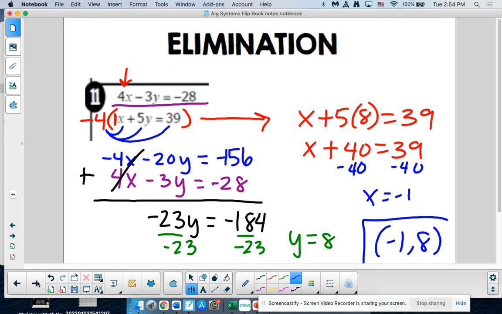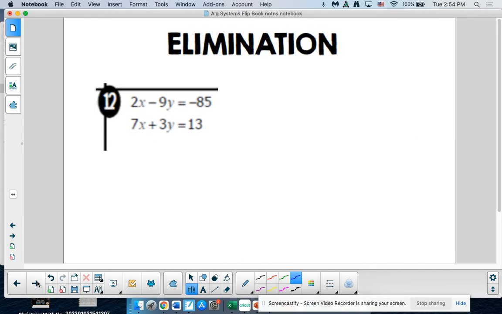Okay, moving on. Number 12. Okay, so we're looking here. I don't have coefficients right now that will cancel out. I don't have an imaginary 1 in front of any of my variables, so now I'm just looking. Is there an easy way to multiply 2 to get to 7? No. But if I look over here, what can I multiply 3 by to get to a 9? Hope you're thinking 3. So we can multiply by 3, and that will cancel out my y's.